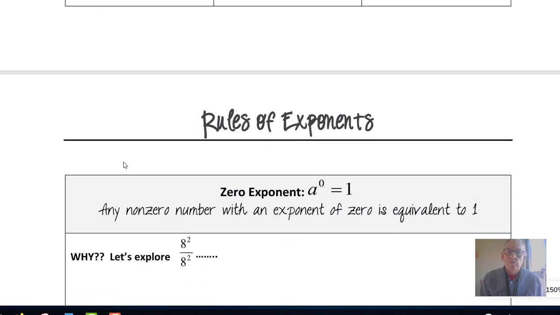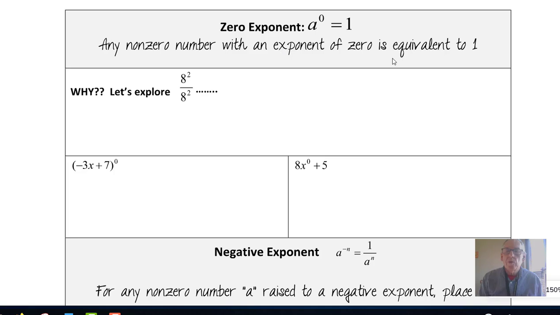Okay, let's move on. 0 exponent. Anything to the 0 power other than 0 is equal to 1. So let's see what we got here. So how does this work out?